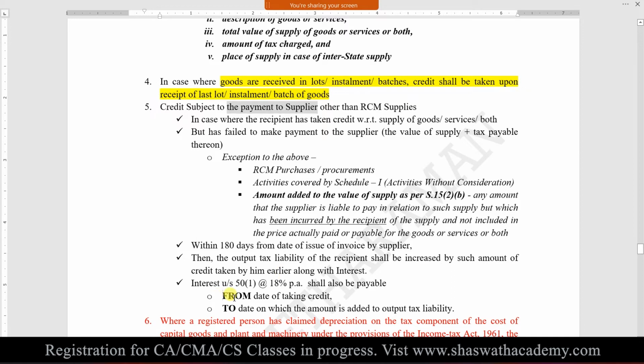From what day, sir? Not from the date of invoice. Look at the beauty. From the date of taking credit. Sir, between date of invoice and date of taking credit, there may be a delay. We are not sure, so we have to be careful here. From the date of taking credit to the date of adding it to the output tax liability, 18% interest gets attracted. Guys, are you all comfortable?